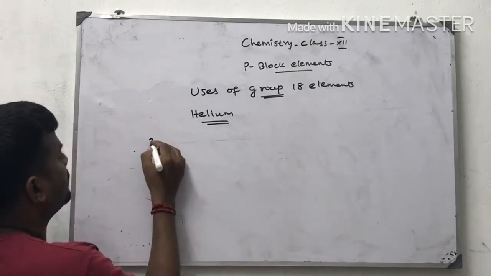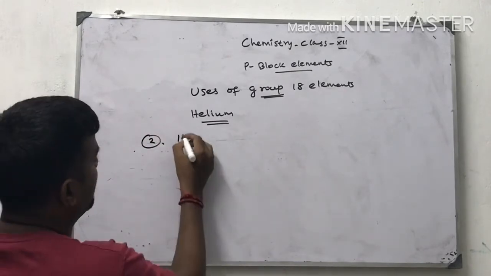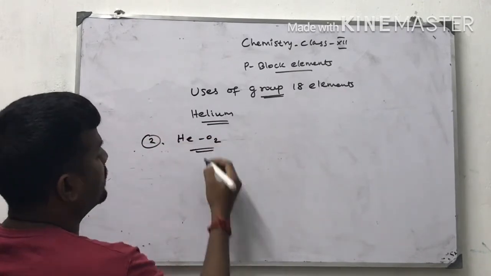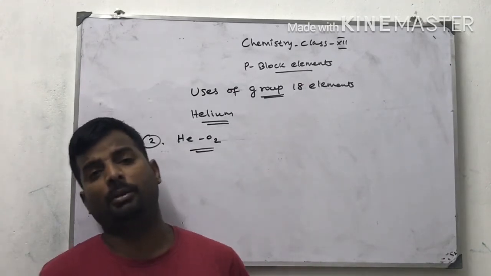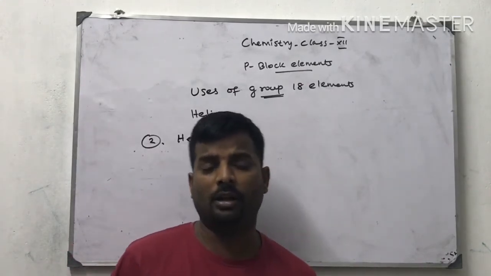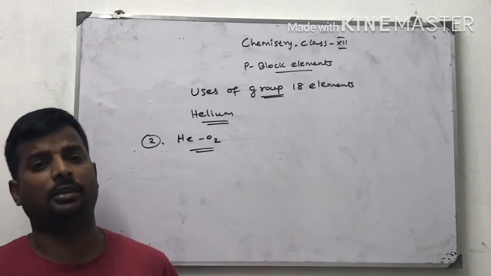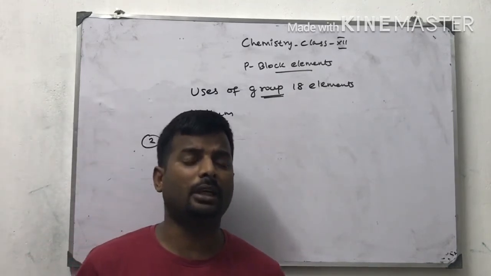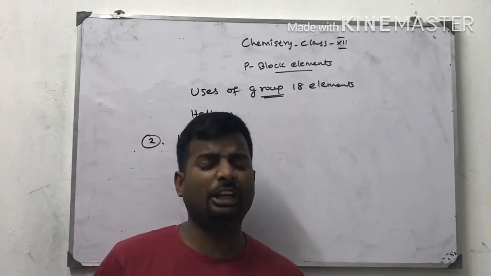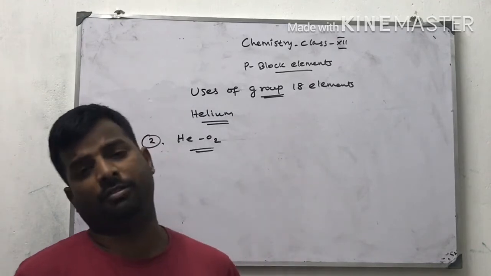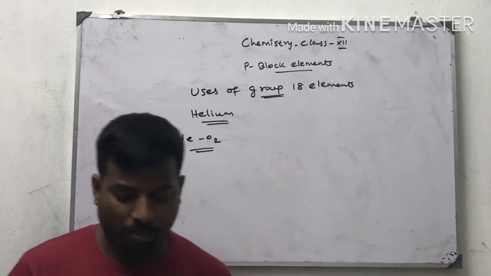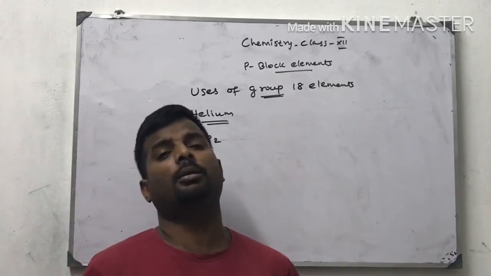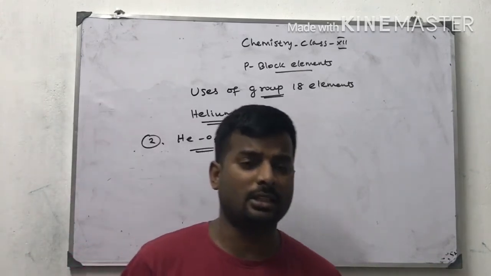Second point, a helium oxygen mixture. This helium oxygen mixture is used by deep sea divers to avoid bends. We learned this in the second lesson, the solutions lesson. Bends is caused by the nitrogen added to the blood veins, because the pressure at the bottom of the sea is high and the pressure at the top of the sea is low.